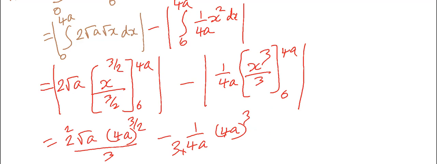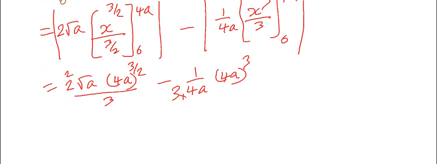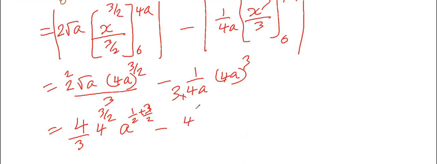So this is what we need to solve further. You will observe that this is 2 to the 4, and now 4 by 3, and this will be 4 to the power of 3 by 2. This will be a to the power of 1 by 2 plus 3 by 2, minus, again here it will be 4 cube upon 3 into 4a, and this will be a cube.